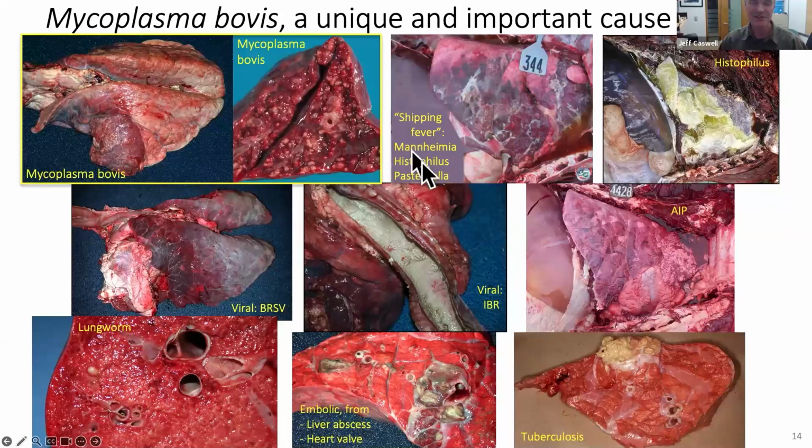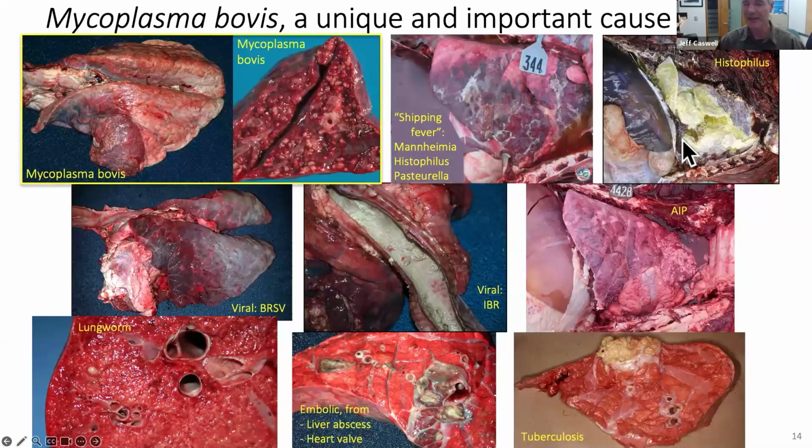This is shipping fever. This is a very well-known, classic, and very common cause of respiratory disease in recently arrived feedlot cattle. The cause of this disease has been known for a long period of time: Mannheimia haemolytica, Histophilus somni, Pasteurella multocida. And this is, again, very typical of the acute respiratory disease after cattle arrive to feedlots.